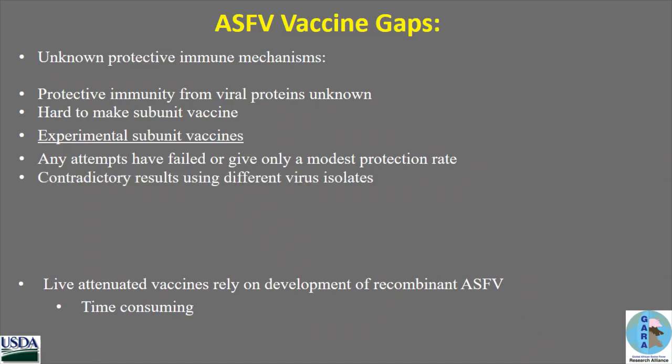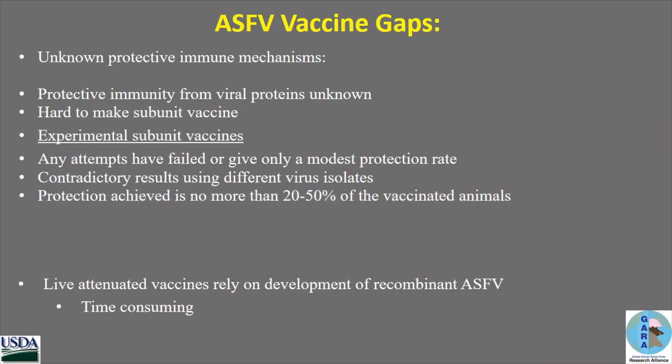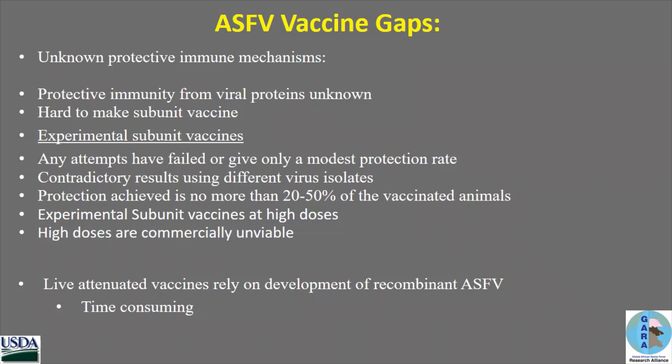Some of the results are contradictory using different virus isolates. And protection that was achieved has been no more than 20 to 50% of the vaccinated animals. All of these experimental subunit vaccines were at very high doses, which makes them commercially unviable. So right now we've been looking at vaccines that are mostly live attenuated vaccines, which rely on the development of recombinant African swine fever virus. And this has been a very time-consuming process.